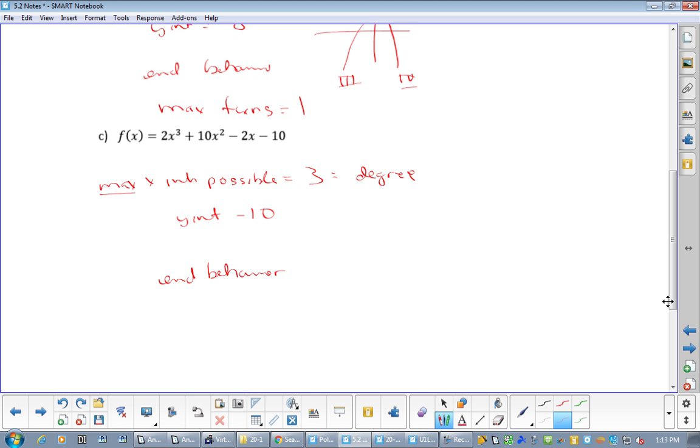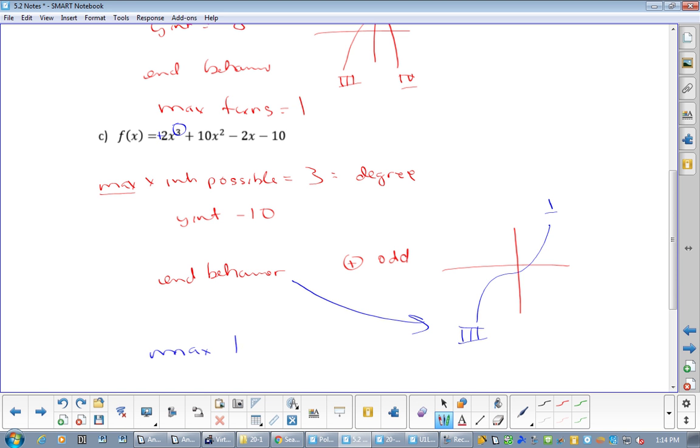End behavior. This is a positive odd, correct? Where do positive odds always start? It's positive and it's odd, so it will start in 3 and end in 1. And max turning points? 2.